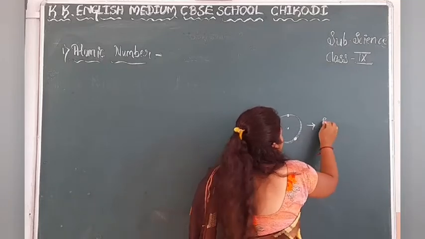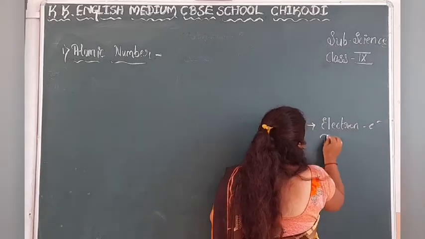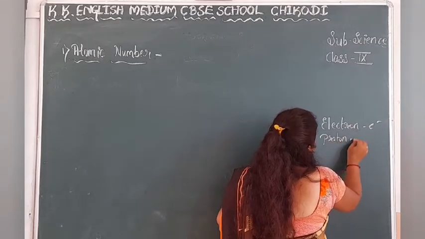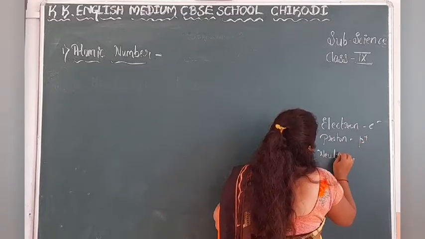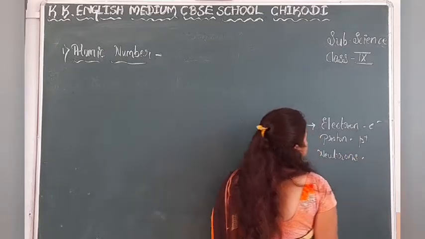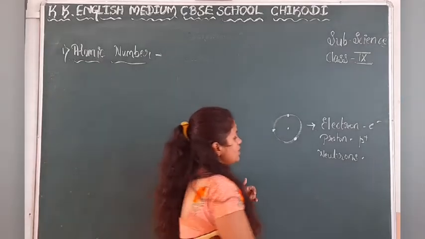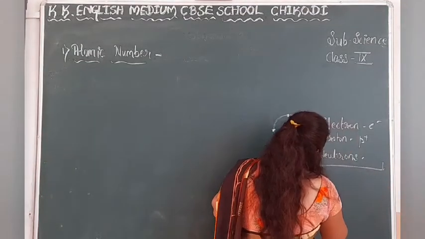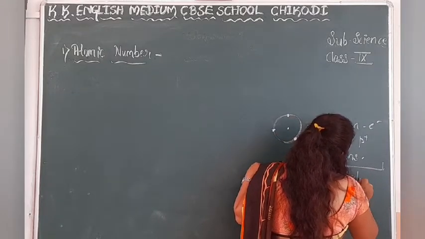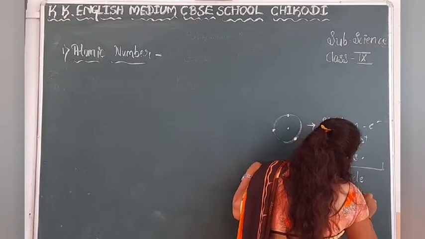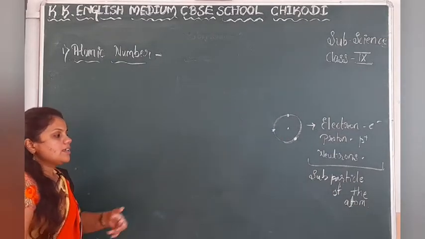Electrons are represented as e minus, protons are represented as p plus, and neutrons have no net charge. Okay, so it doesn't have any charge. So our atom consists of electrons, protons and neutrons. These are also known as the subatomic particles of the atom. So dear students, these are the subparticles of the atom.